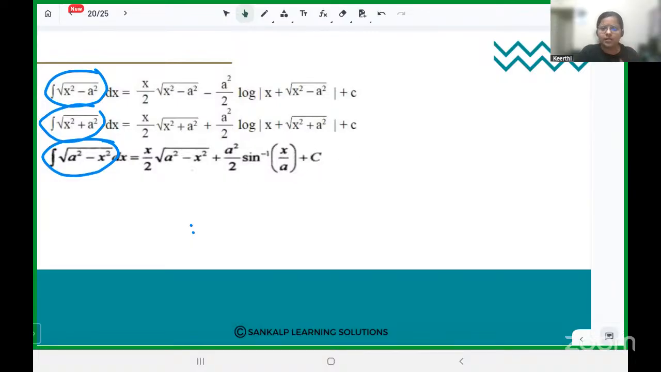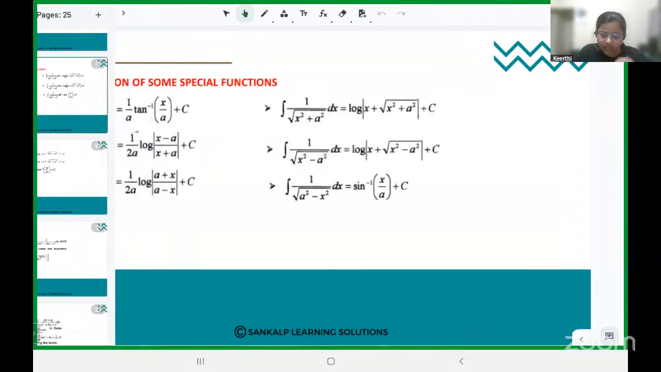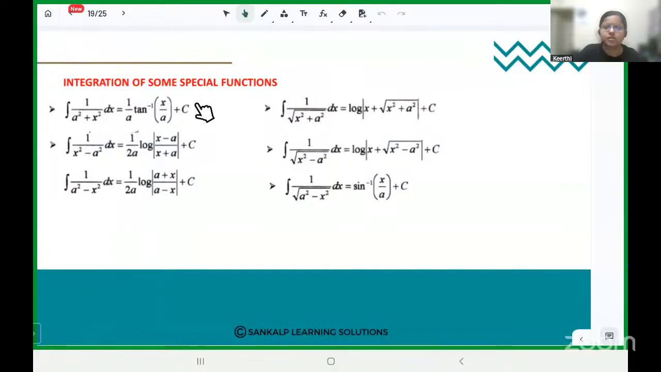Okay, so for all these formulas, the derivation is also important. For these three, the derivation comes in the integration by parts method, which we'll discuss there. And in this session, we'll discuss the derivation of the first one: the integral of 1 by a square plus x square dx is equal to 1 by a tan inverse of x by a plus c. Okay, let's start.